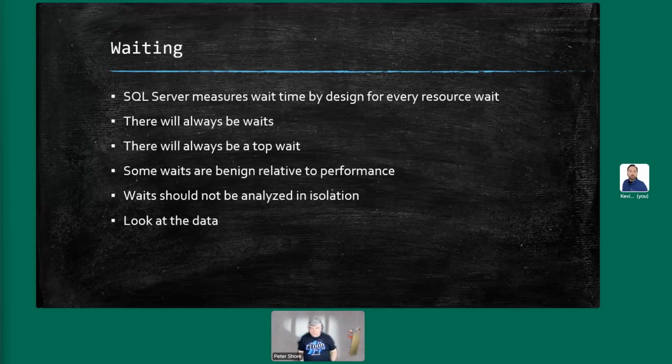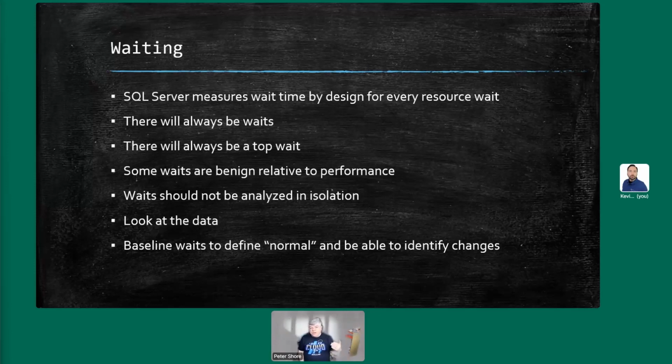So in the end, we're data professionals. Look at the daggum data. And part of that data is a baseline. We want to baseline all of our performance, of course, but we really want to baseline our waits so we can define normal.